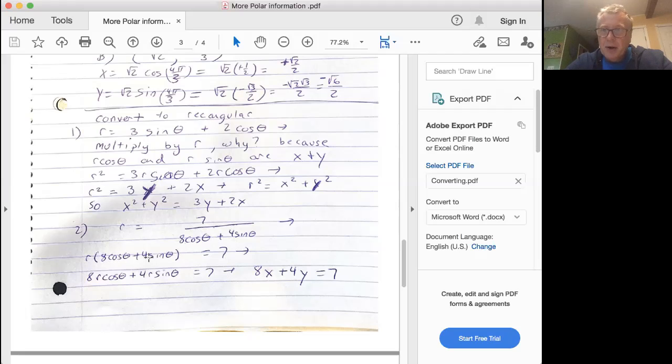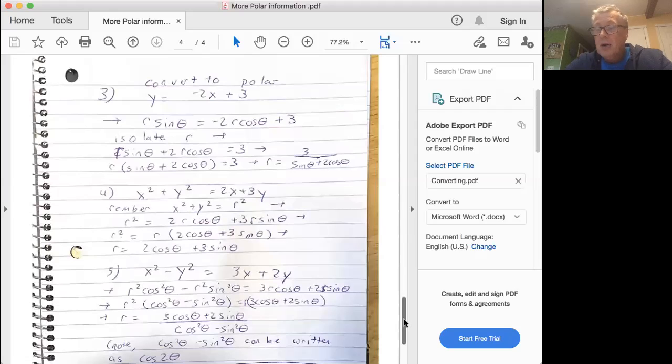Now, with that r there, I can multiply it through. I can distribute it through. And that's going to give me an r cosine and an r sine, which I want because that'll give me an x and a y. So this part becomes x, this part becomes y, and so we get 8x plus 4y equals 7.